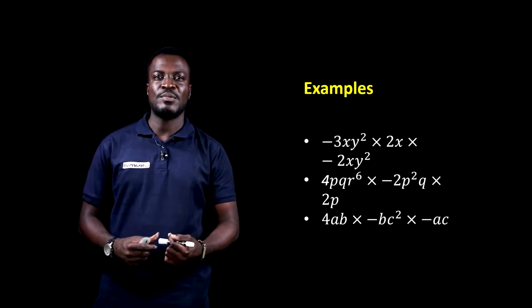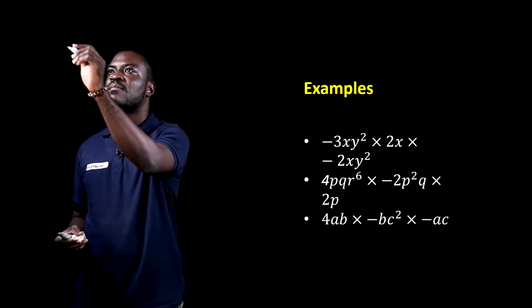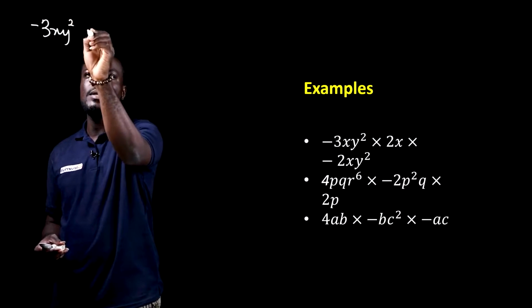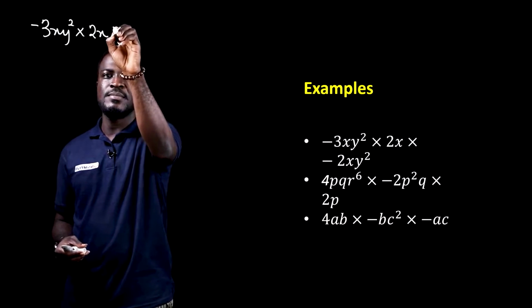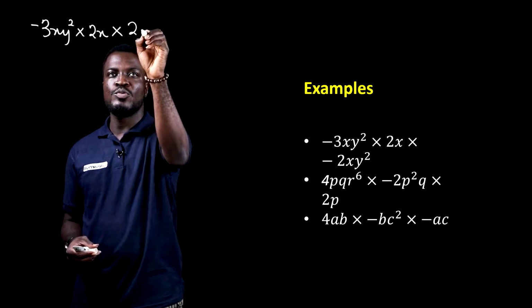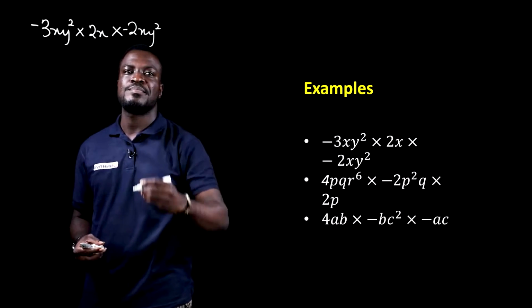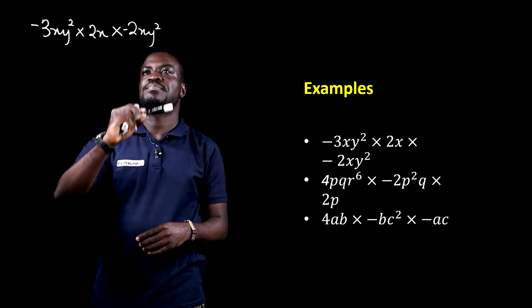Now let's try these examples. So we have to multiply negative 3xy squared by 2x and then by another negative 2xy squared. So we have 3 terms here.